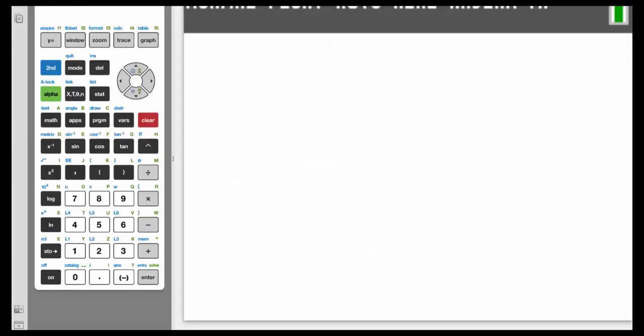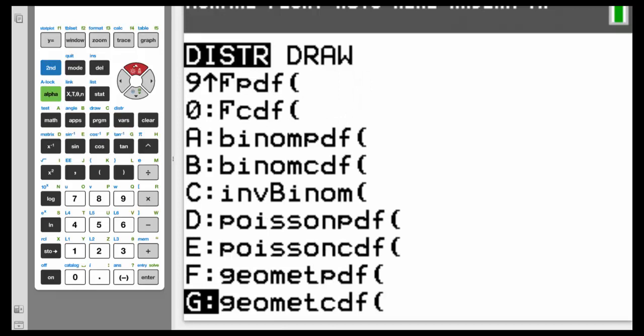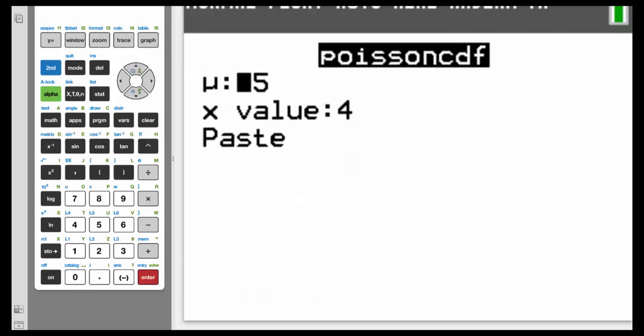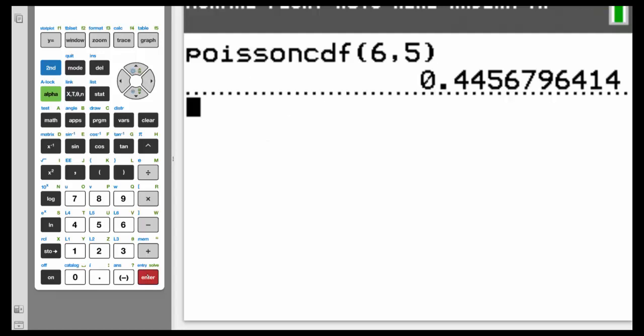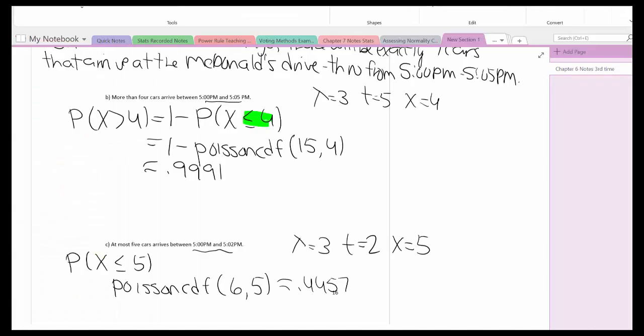Okay, so hit second vars, and we're looking for Poisson CDF again, which is letter E. Okay, so lambda times t here, that's 6, hit enter. Then x is now 5, hit enter. Highlight, paste, hit enter again. And rounding it to 4 decimal places, that's 0.4457. So let's put this on the paper now. So there's our answer for this problem here.